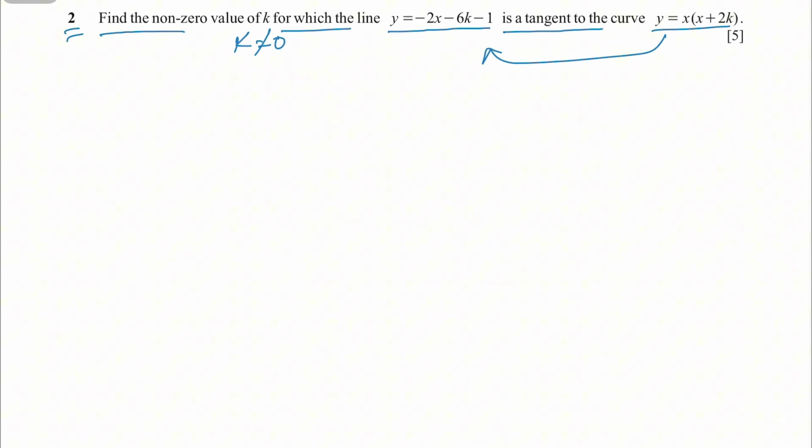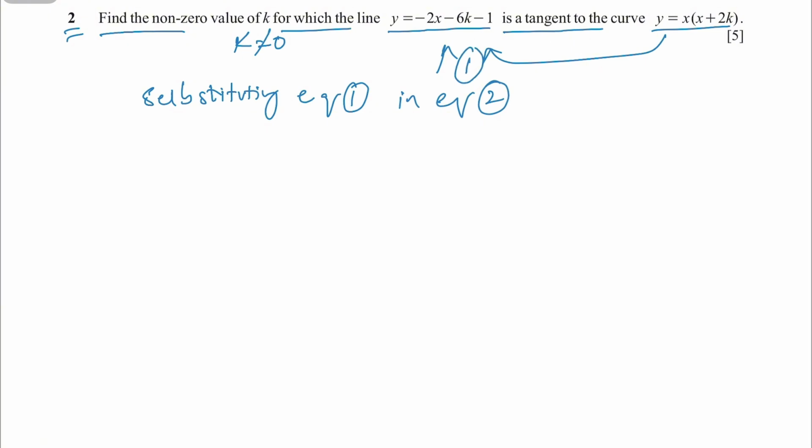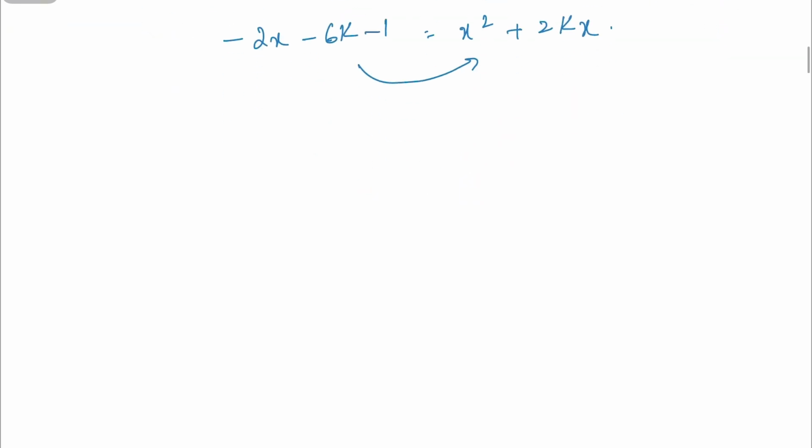So we will be substituting equation 1 into equation 2. Let's call this equation 1 and let's call this equation 2. So this would look like negative 2x minus 6k equals negative 1 minus x squared plus 2kx. We'll bring all the things on one side. So this would look like x squared plus 2kx plus 2x plus 6k plus 1 equals 0.